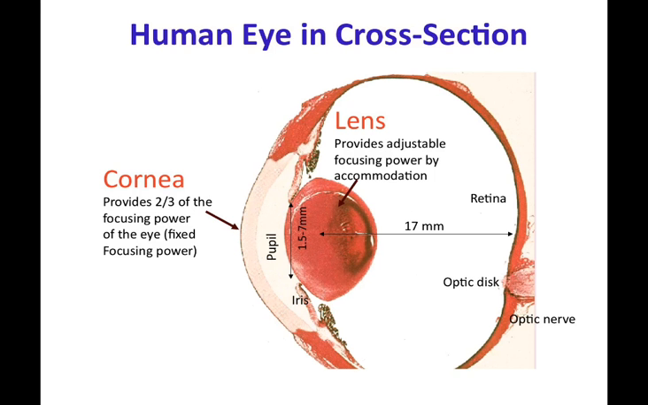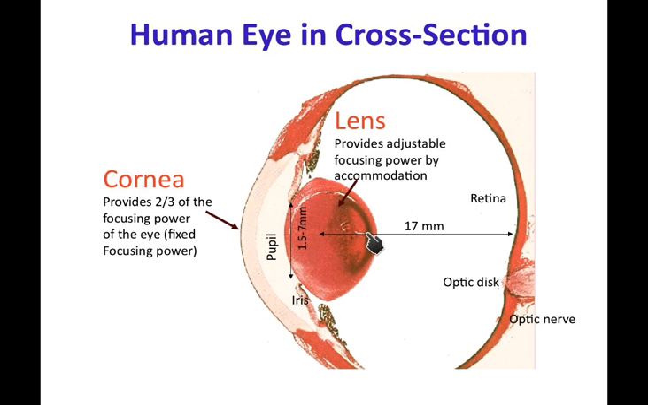The function of both the cornea and the lens is to focus the rays of light into your eye and to provide an image of the world that's going to land at the back of the eye, here on your retina. It turns out that the cornea actually provides most of the focusing power of your eye, two-thirds of it.